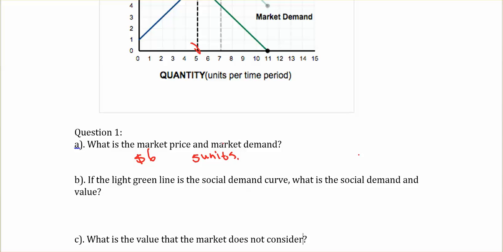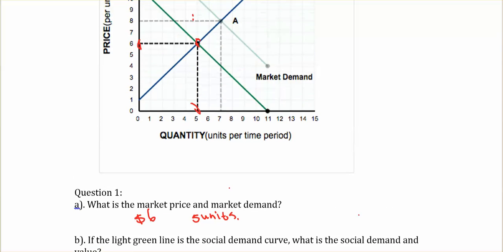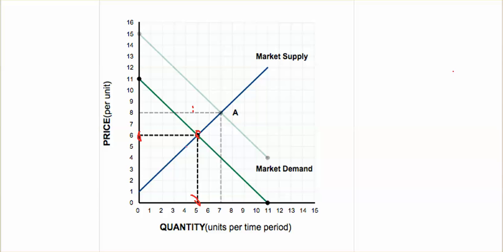So now we move to the second question. If the light green line is the social demand curve, what is social demand and value? So instead of looking at the dark green line, we look at the light green line. So this is the social demand curve. Again, we use the same idea to find the social demand and social value. We first find the intersection between the social demand curve and the market supply curve. So that is point A. Corresponding to point A, we found that the price is $8 and the quantity is 7 units.